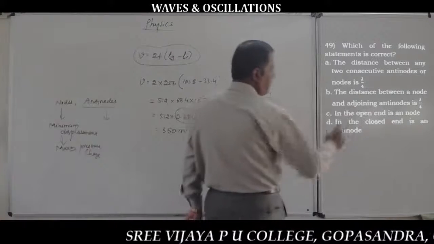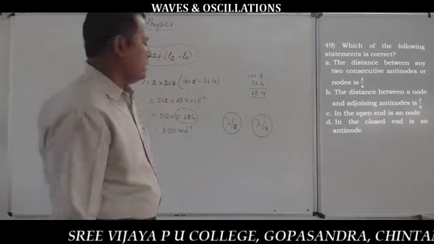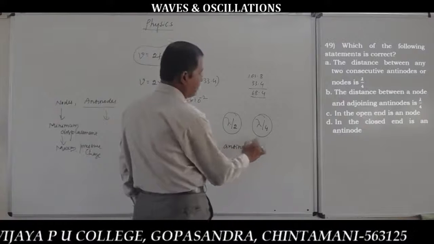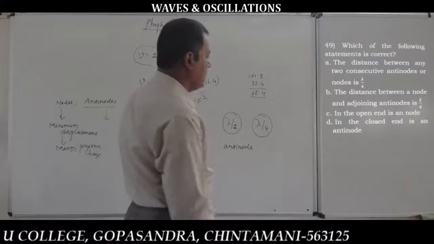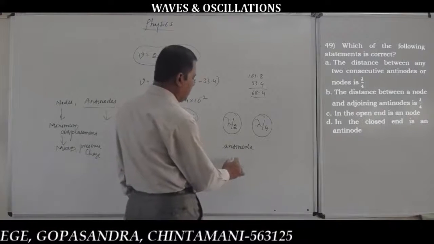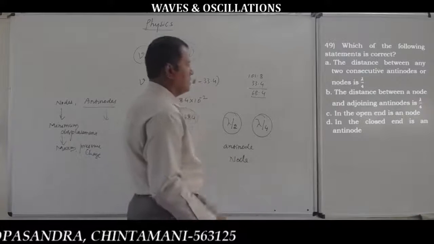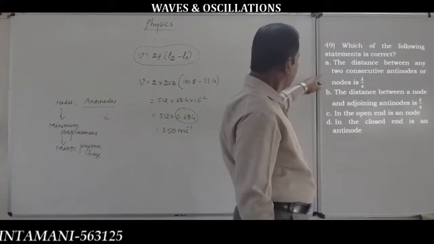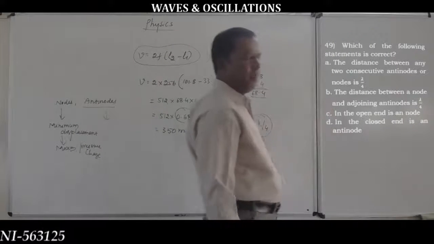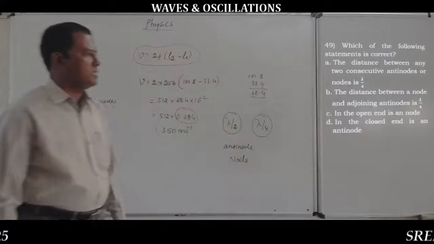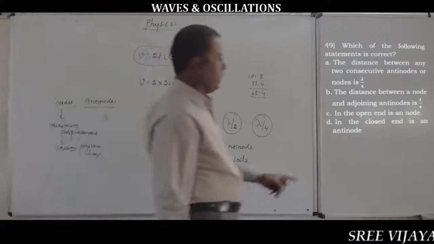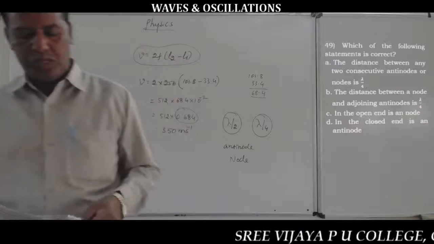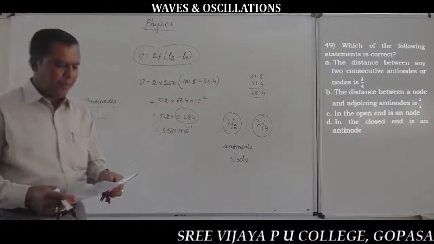The open end is a node? Generally at the open end there is a formation of antinode. The closed end is an antinode? But generally at the closed end we are having a node. So therefore statements A, C and D are incorrect, but B is the true statement. That is, the distance between node and adjoining antinode is lambda by 4. Therefore the correct option for that question is B.